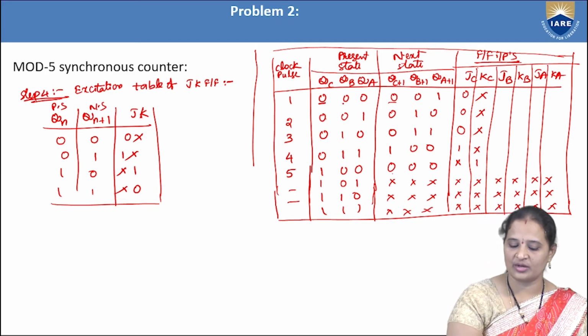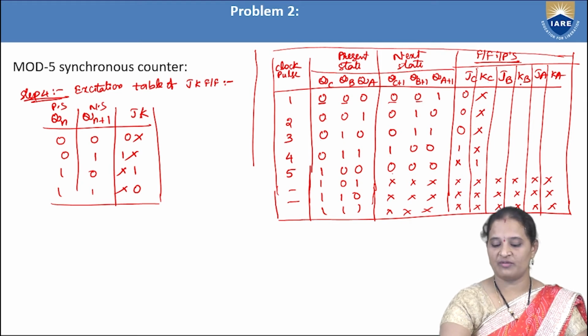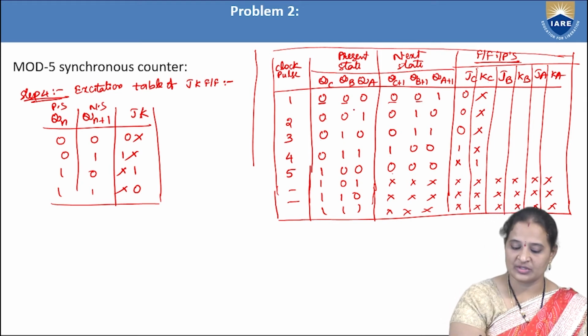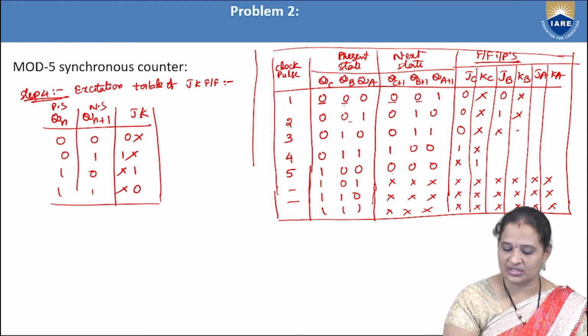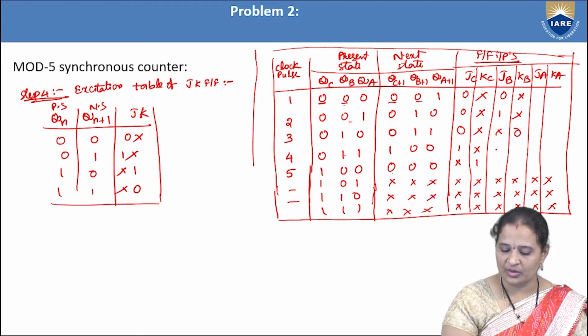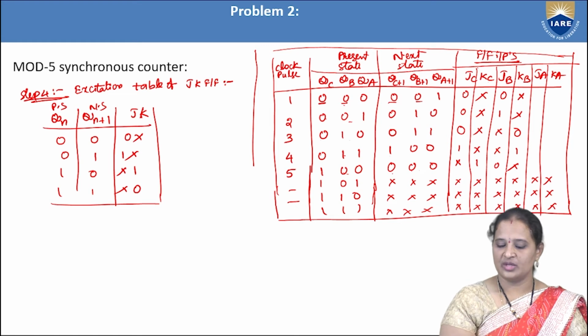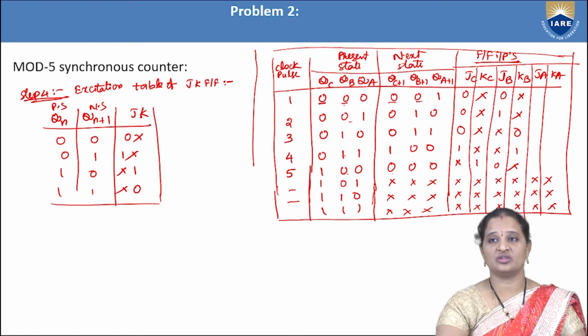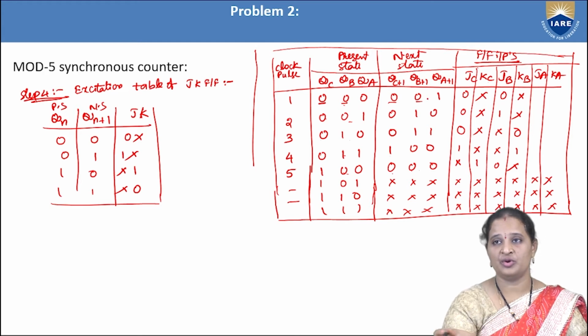Now let us find out QB and QB plus 1. Based on this QB and QB plus 1, we can find out the JB and KB values. Again 0 to 0 transition: 0, don't care. 0 to 1: 1, don't care. 1 to 1: don't care, 0. 1 to 0: don't care, 1. And then 0 to 0: 0, don't care. These are the values of JB and KB in order to have a transition from QB to QB plus 1.